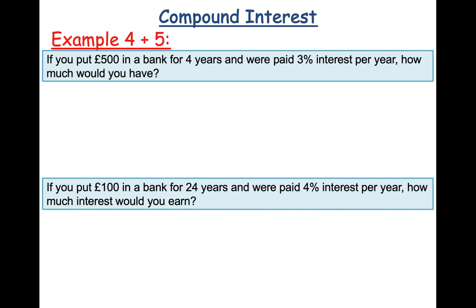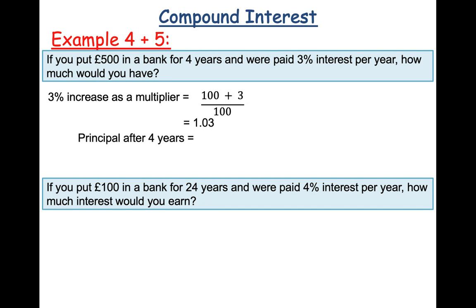Okay, these two examples I'd like you to copy down. If you put £500 in a bank for 4 years and were paid 3% interest per year, how much would you have? So the exact same concept. You find your multiplier, so it's a 3% increase, so you're going to add it to 100, divide it by 100. You end up with a multiplier of 1.03.